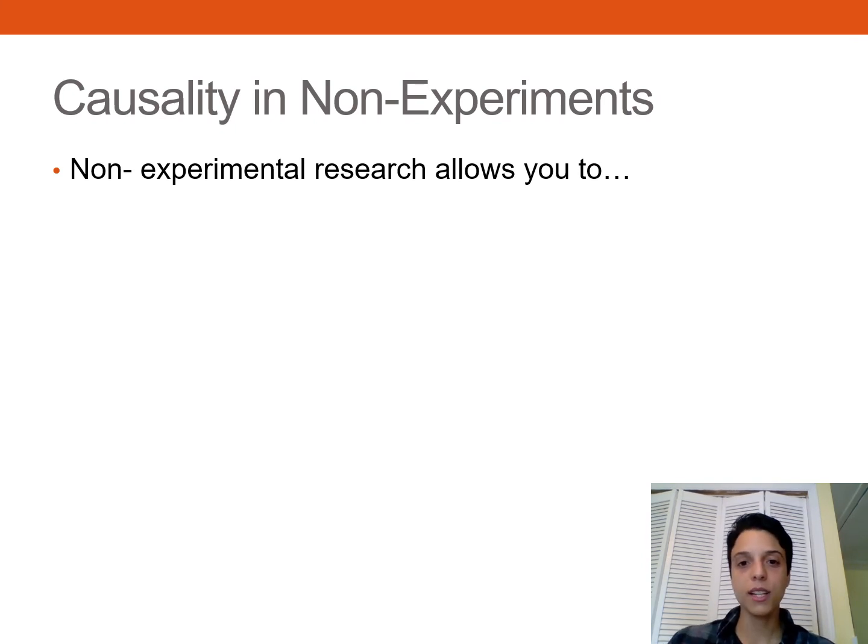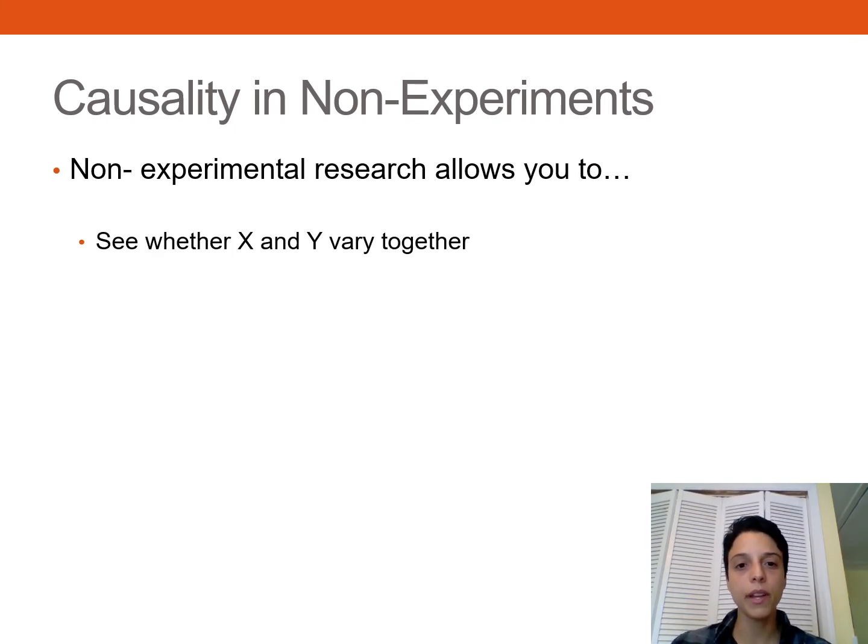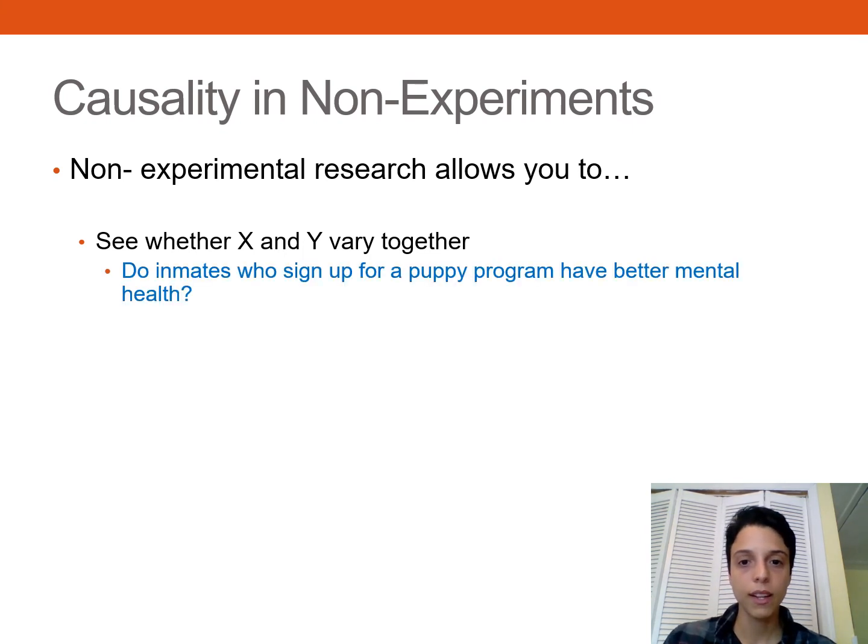And so one thing that non-experimental research does allow you to do is see whether X and Y vary together. As an example of this, as I mentioned before, we would look at whether inmates who voluntarily enrolled in this program have better mental health outcomes than inmates who don't. In other words, do inmates who sign up for the program have better mental health than inmates who don't? And we might see that there's a relationship between signing up for the program and having better mental health. So we could probably check off that box.